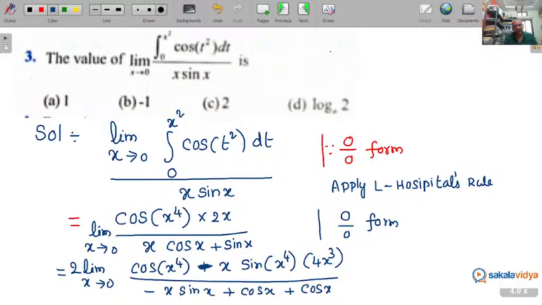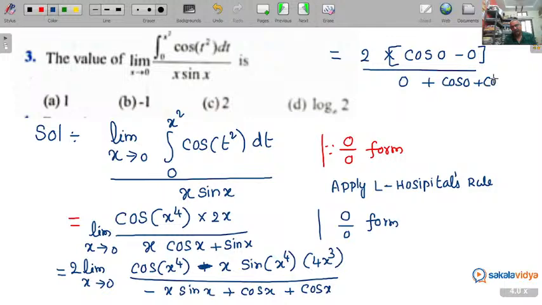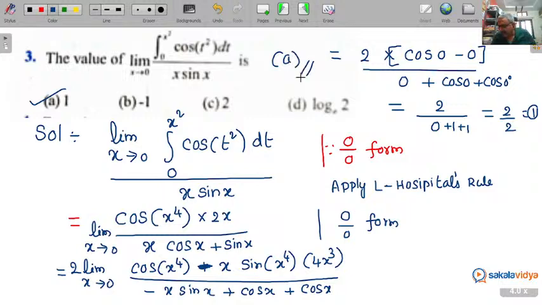Now if you substitute the limit, then what do we get? 2 into cos 0 minus 0 divided by, this will be 0 into something 0 plus cos 0 plus cos 0. See my dear students, cos 0 is equal to 1, 2 into 1 minus 0, 2 upon 0 plus 1 plus 1. So that is 2 by 2. So answer is 1. So first option is the right option.